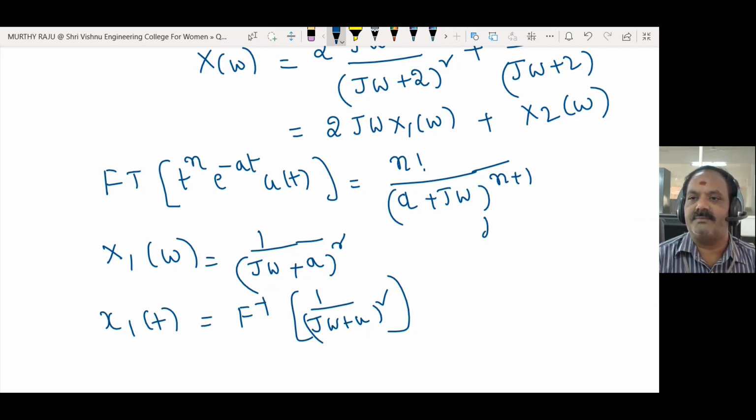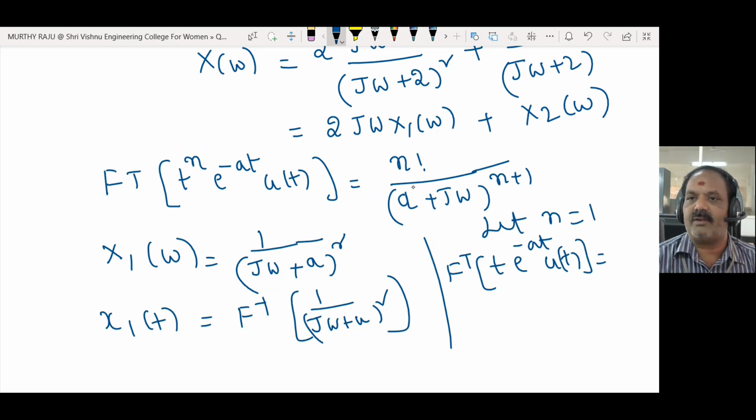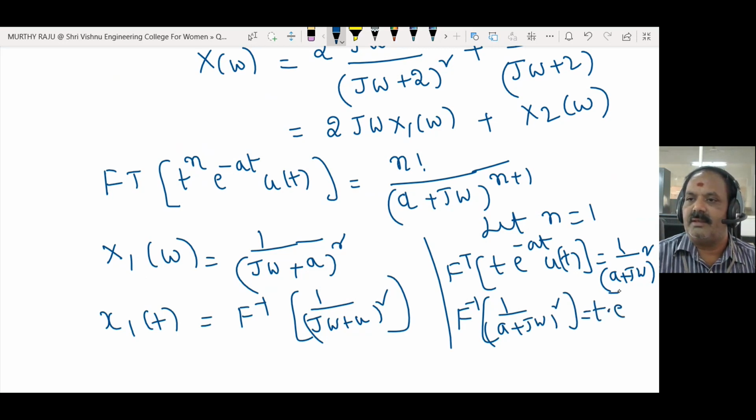Let n is equal to 1 in that expression. Fourier transform of t power n e power minus at u of t is n factorial, that is 1 factorial, by (a plus j omega) power 1 plus 1, that is 2. Therefore, inverse of 1 by (a plus j omega) whole square is equal to t into e power minus at u of t.